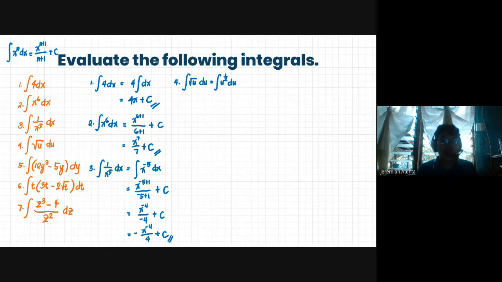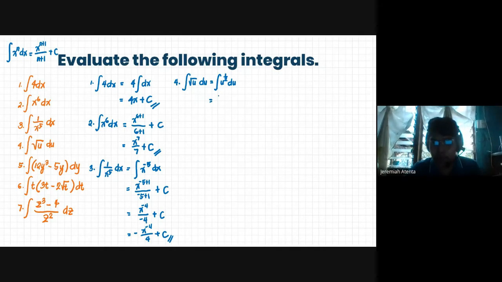Okay, and from that, we can now apply the second theorem ulit. Our n here is 1 half. Therefore, we will now have u to the 1 half plus 1 over 1 half plus 1. Then you have plus c, right? And this is now equal to u to the 3 halves, right? 1 half plus 1 is 3 halves over 3 halves plus c.